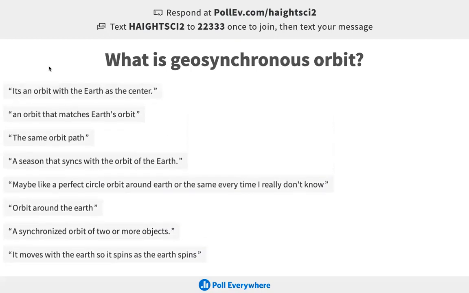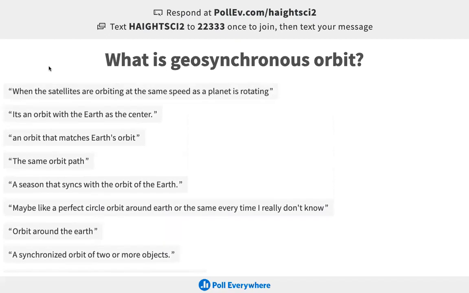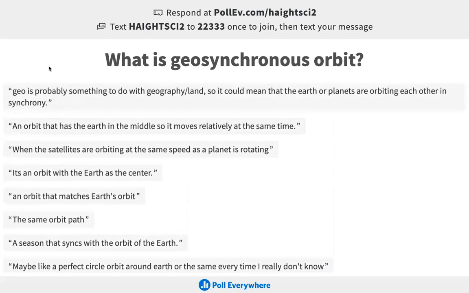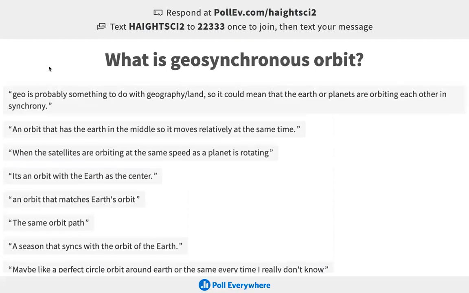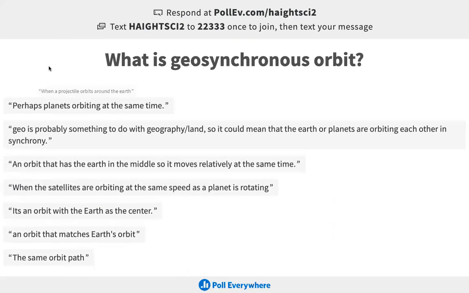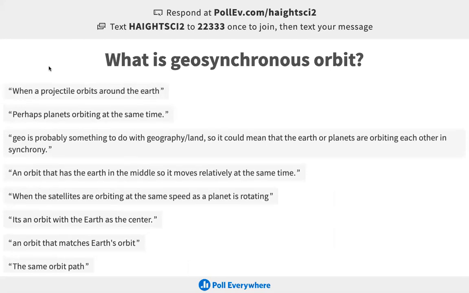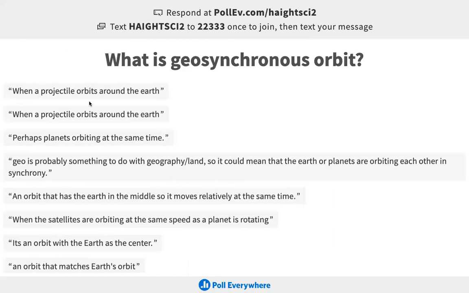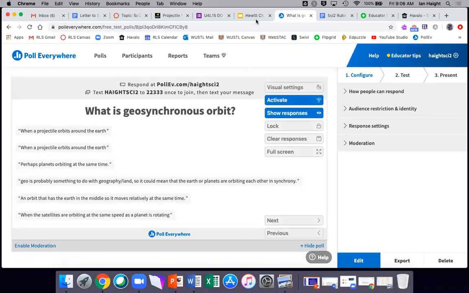It's an orbit with the Earth as the center. Or when satellites are orbiting at the same speed as a planet is rotating. There you go. Also a good one. An orbit that has the Earth in the middle, so as it moves relatively at the same time. All right, these look good. So I can see that you guys are really breaking down this word, right? That geo is referring to Earth, synchronous referring to the same time, or in sync, that kind of thing.